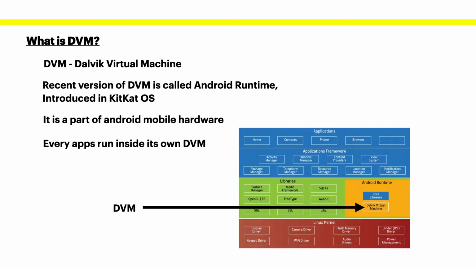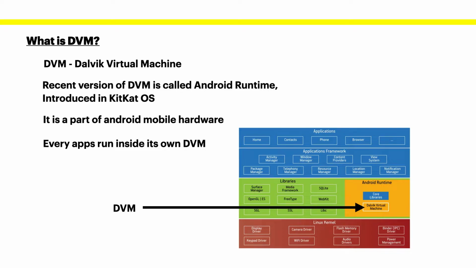The Dalvik Virtual Machine is the traditional virtual machine; in Android 4.4, the KitKat OS, they introduced a new virtual machine called Android runtime. Inside that Android runtime only the application is running, but internally it is the Dalvik Virtual Machine, and below that it is a Linux OS. This is also part of the mobile hardware, so we need not download it.